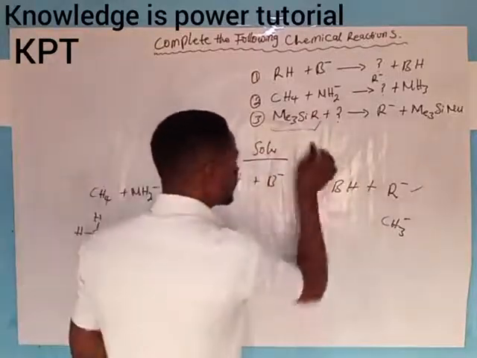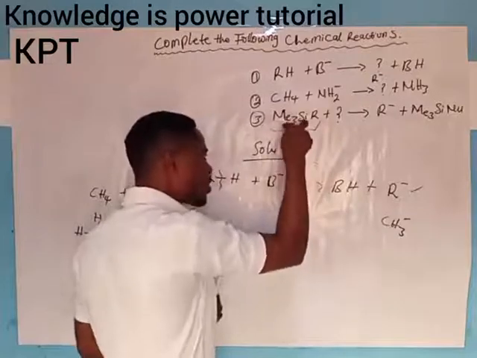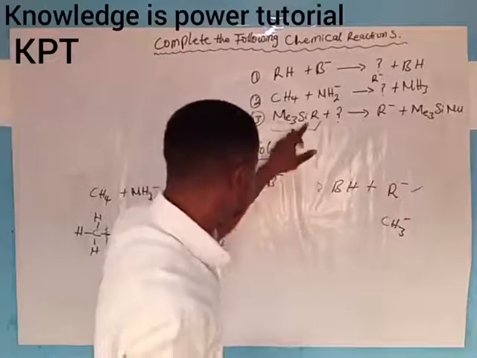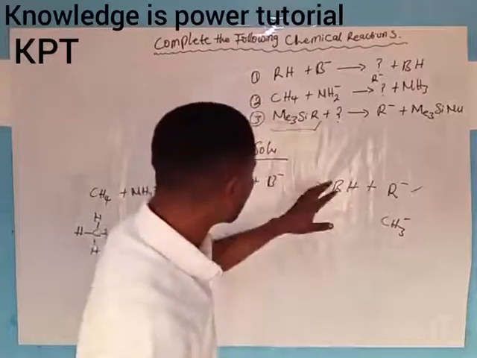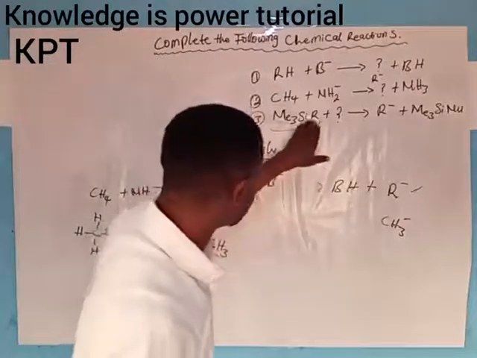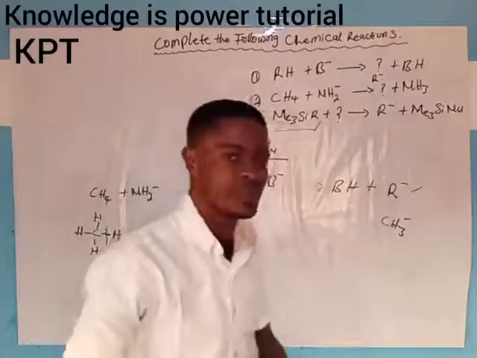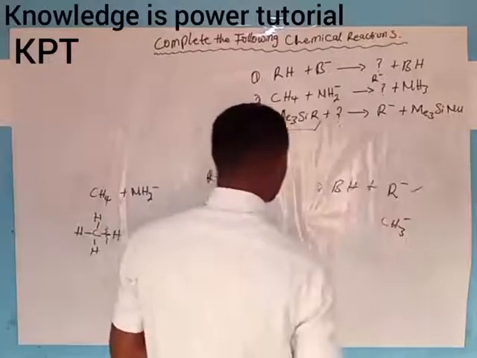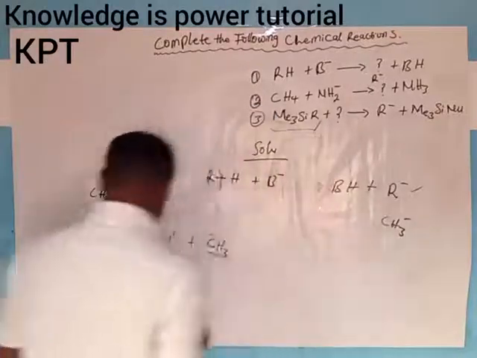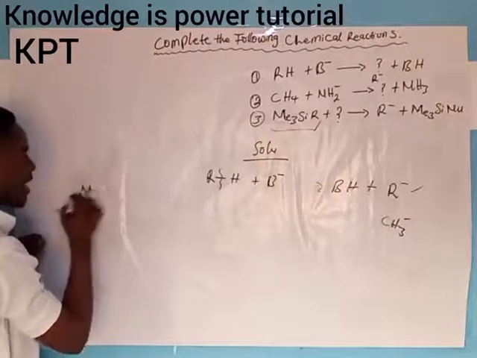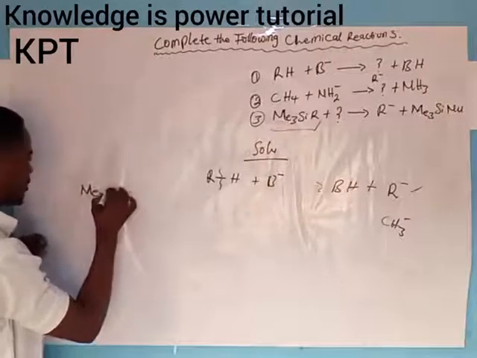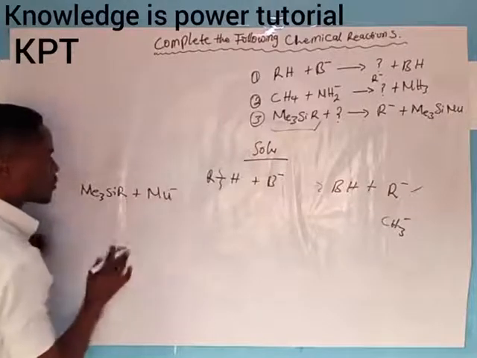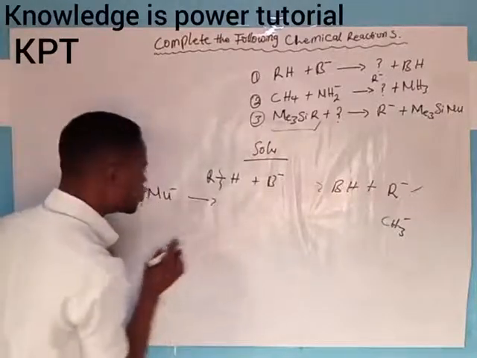And therefore, for the negative species inside this compound to be pulled out, a more negative species will be introduced to kick it off. So whatever will be able to kick off that negative species present in here must be more negative on its own. So that will be nothing but Nu minus. Alright, so I have Me3SiR plus Nu minus. So this Nu minus simply stands for nucleophile.